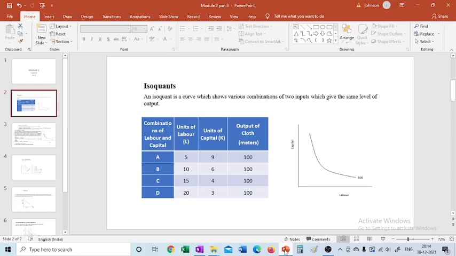See the diagram. If you convert this schedule into a graph, we will get a curve like this. It is a downward sloping curve. This downward sloping curve is the isoquant. On the y-axis we take capital and on the x-axis we take labor. If you take any combination of labor and capital on it, we get 100 units of output. So this is an isoquant.